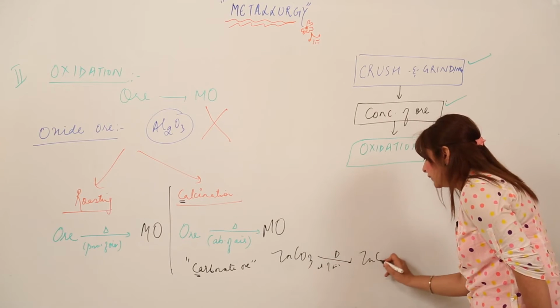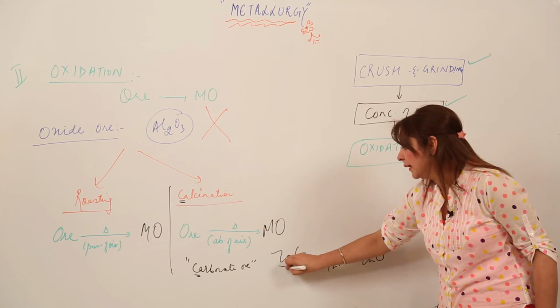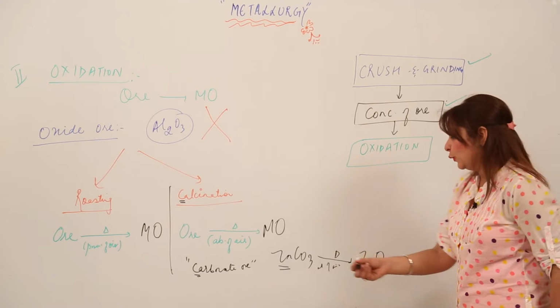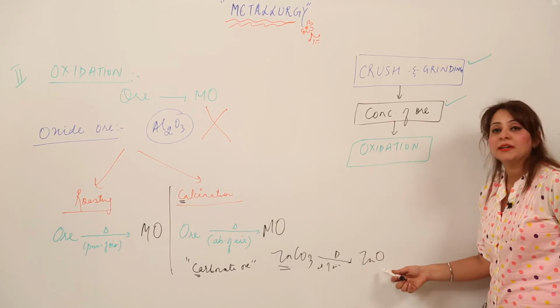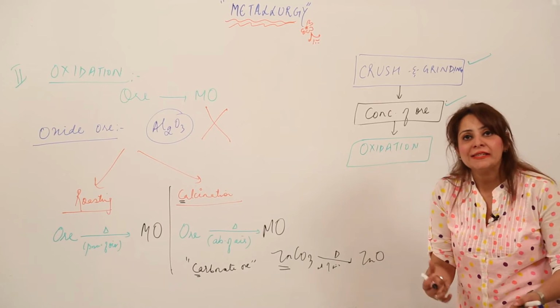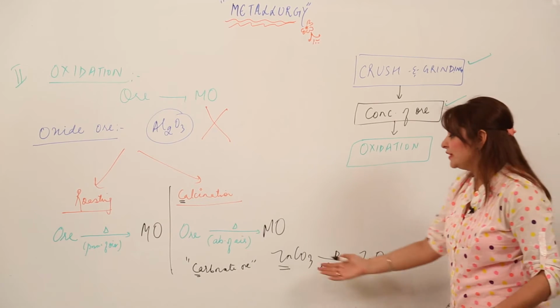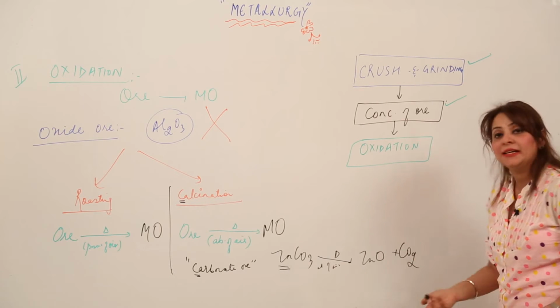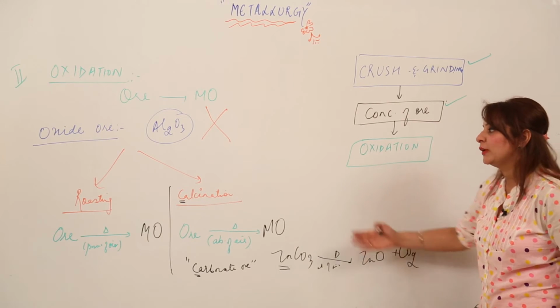So what I'll get, obviously, this is our metal, that means it was a zinc ore, so obviously we need a zinc oxide. So it gets converted to the metal oxide, zinc oxide, and forms the respective gases. So which gas will be formed? Obviously it is a carbonate ore, so it will lead to the formation of carbon dioxide gas. So this is how you'll do calcination.